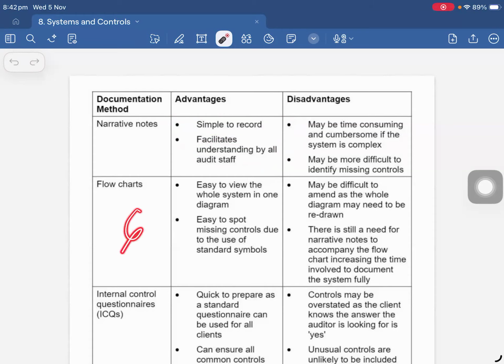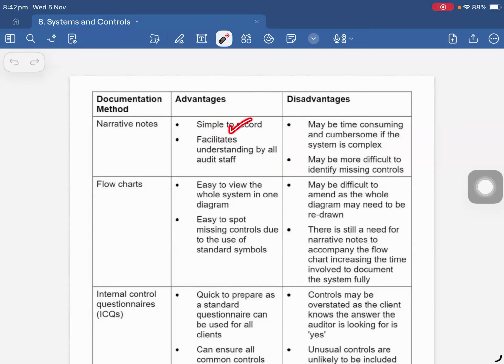Or it could be 6 marks. That is, three of the topics would be given, and you have to write advantages and disadvantages. And this is a most common repeated question that has been coming for the AA exams. So narrative notes, what are the advantages?